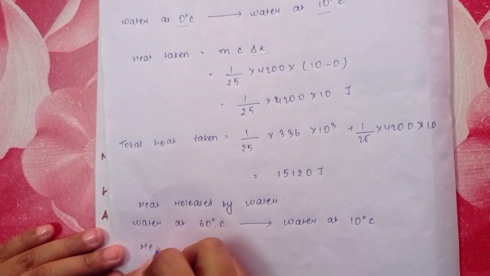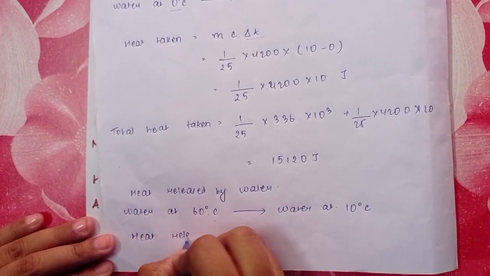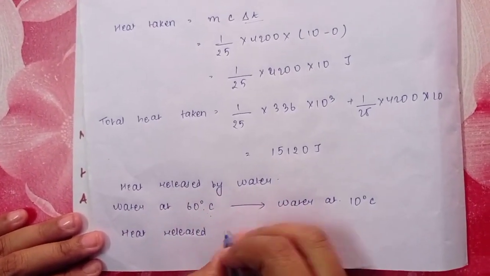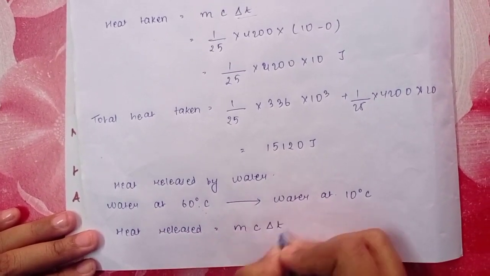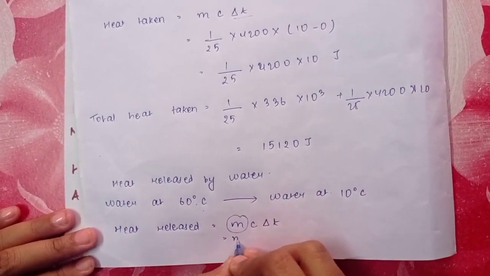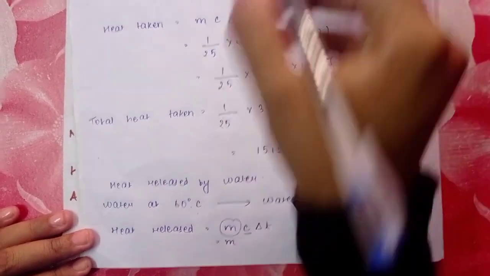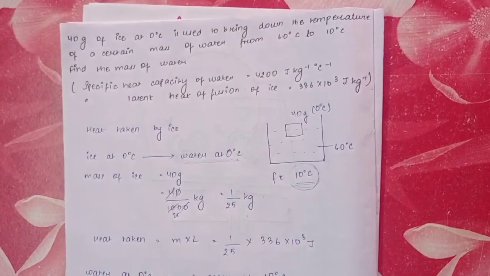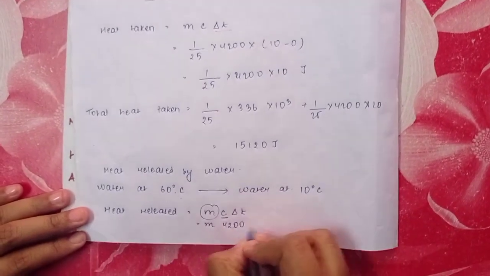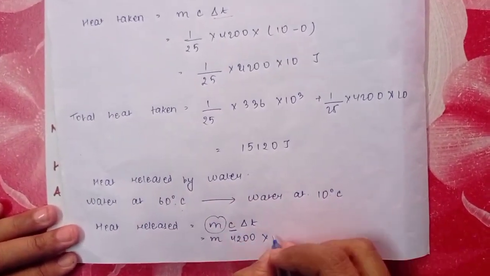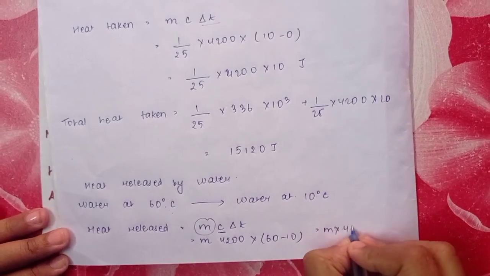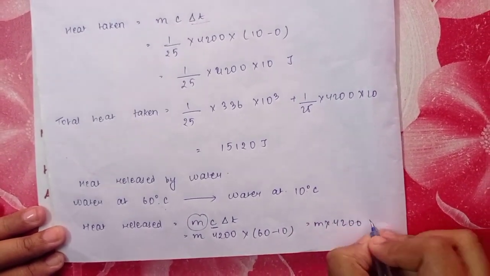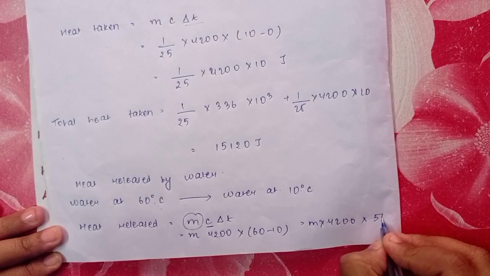So what is the heat released? M into C into del T. We don't know the mass of water, so we will keep it as M. The value of C for water is 4200. And what is del T? 60 minus 10. That means M into 4200 into 50.